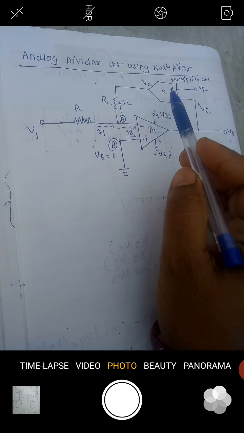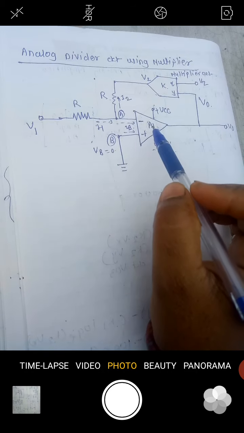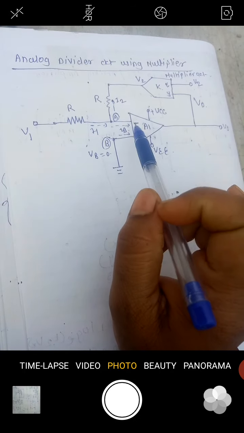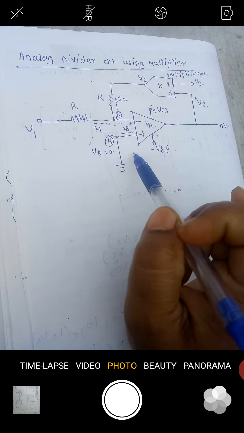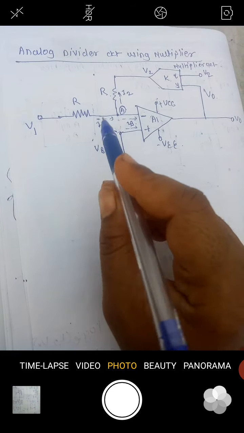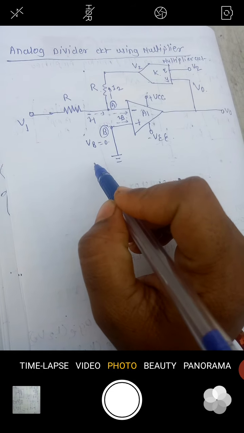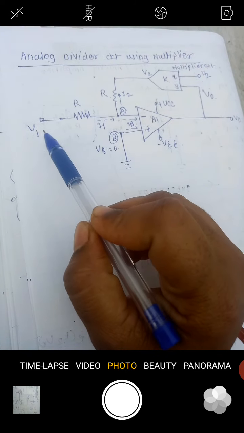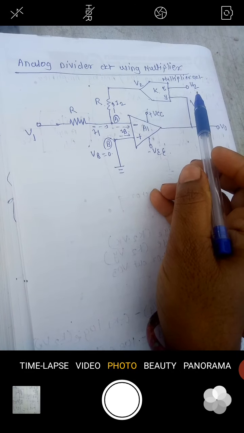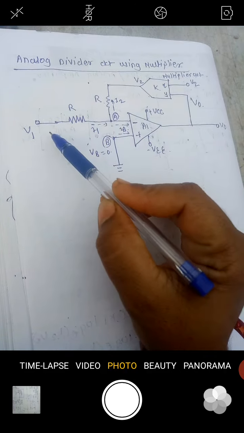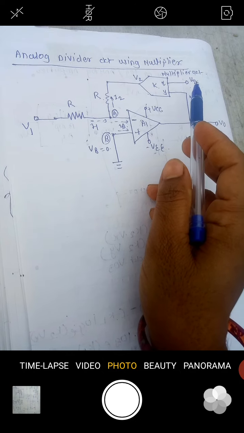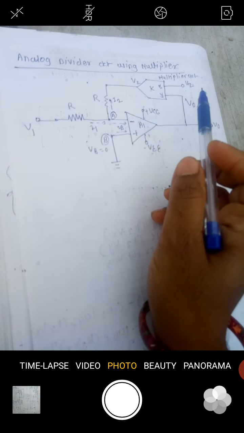In this figure, multiplier is used in the feedback path of this operational amplifier. Operational amplifier is connected in inverting mode because input is connected at the inverting terminal, and the non-inverting terminal is connected to ground, so that the potential at non-inverting terminal VB is equal to 0. Here two inputs are there, V1 and V2. The output of this circuitry is the division of these two inputs.